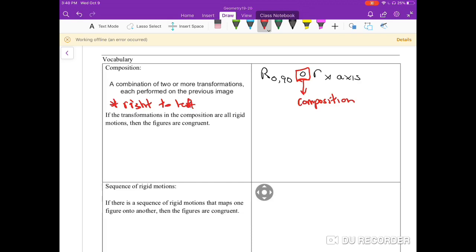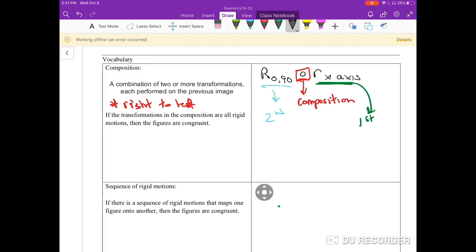The first thing we're going to do in this one is the reflection over the x-axis first, followed by a rotation of 90. So you must go in that order when you do a composition. If you do it the other way, it's not going to come out right.